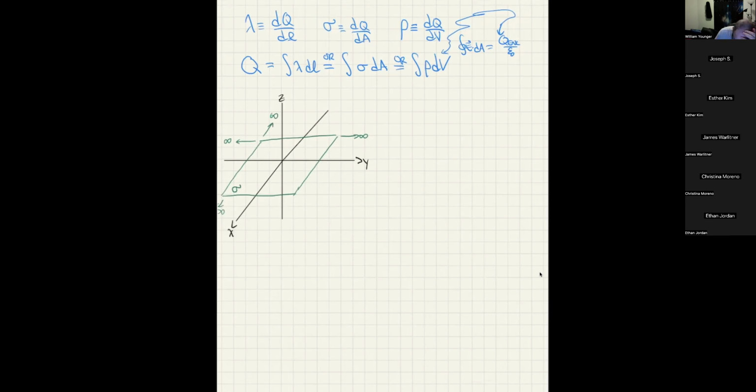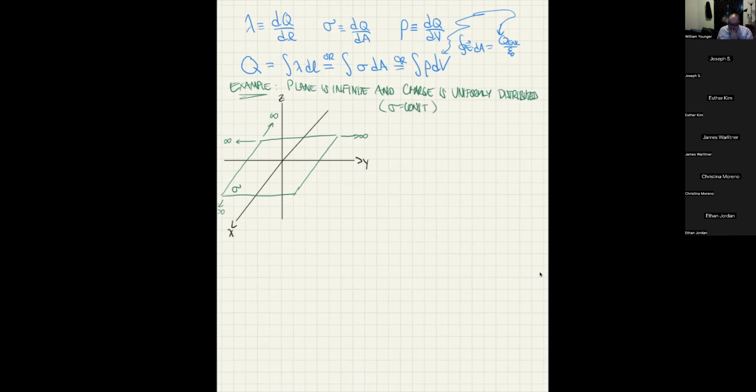So in this example, the plane is infinite and charge is uniformly distributed. Which means sigma equals a constant.